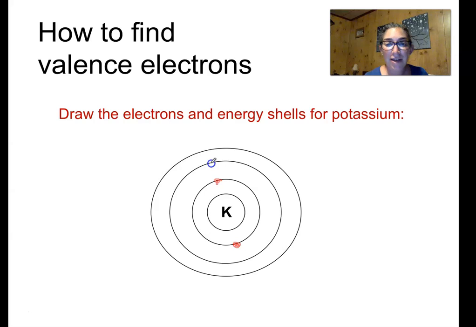I can draw 8 of them in the second shell. I have 3 shells out now, okay? 8, so we'll do 1, 2, 3, 4, 5, 6, 7, 8. All right, so that's 10 total electrons. So I have to keep going. Remember, all of these can only fit 8, so I can only put 8 in at a time. So I put in another 8 in this third orbital.